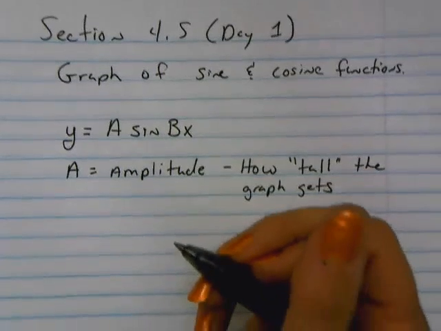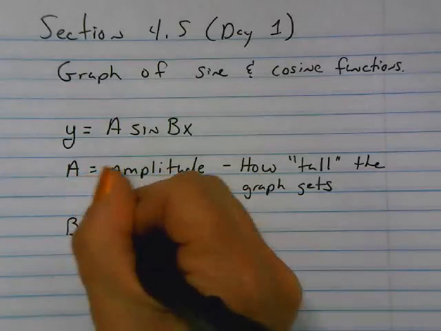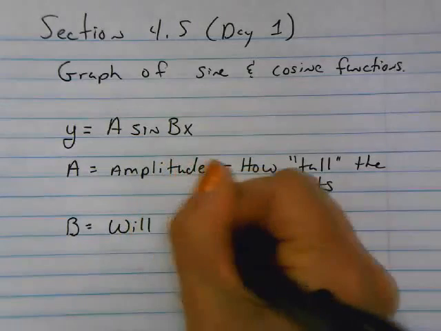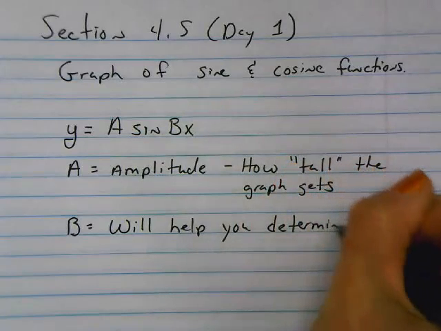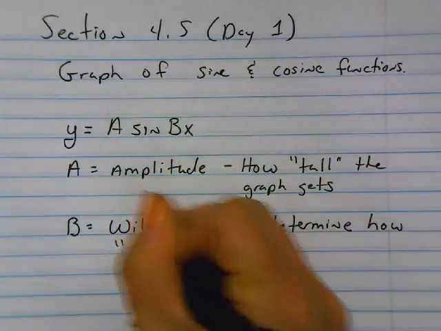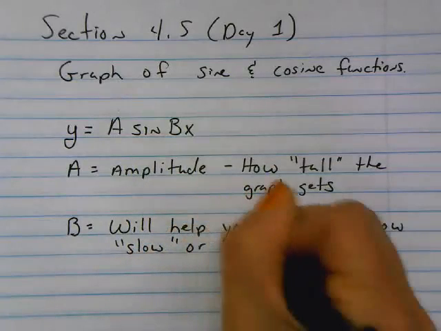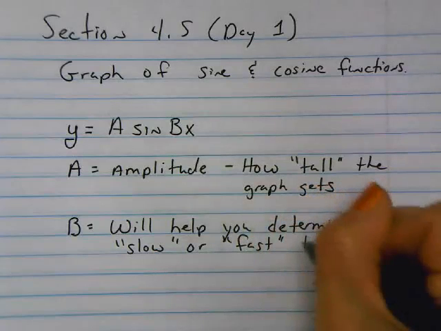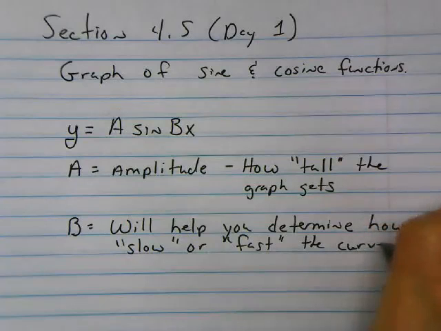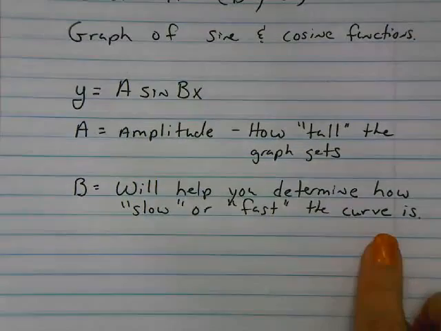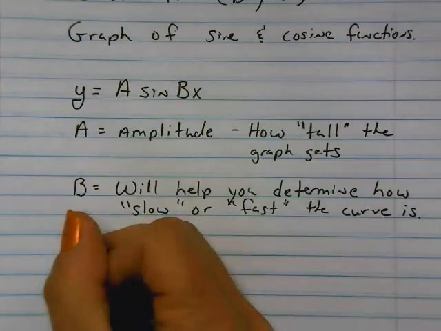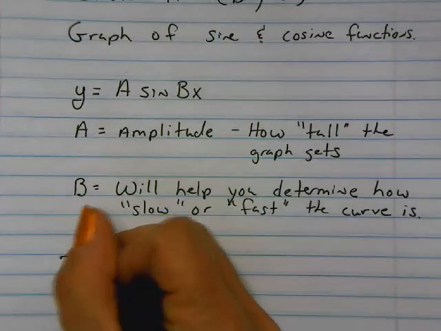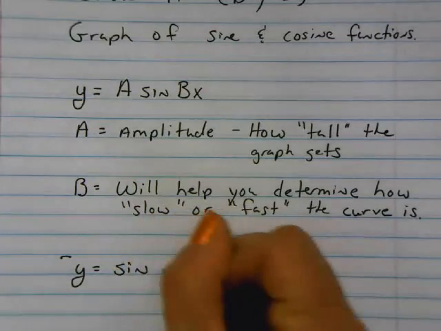B will help you determine how slow or how fast the curve is. It's going to help you determine the period of the graph. I'll explain this in a minute. And what I want to start off by doing is talk about the basic graph of the sine of theta.